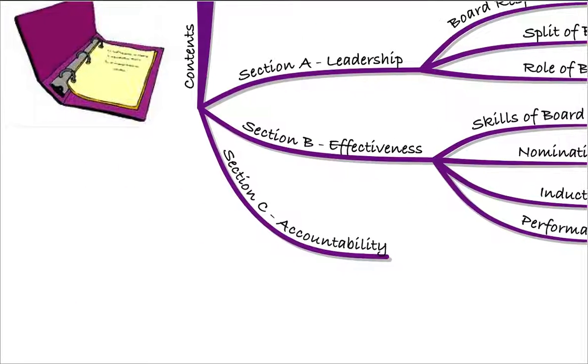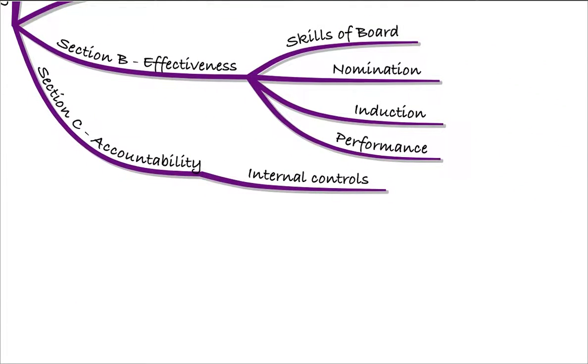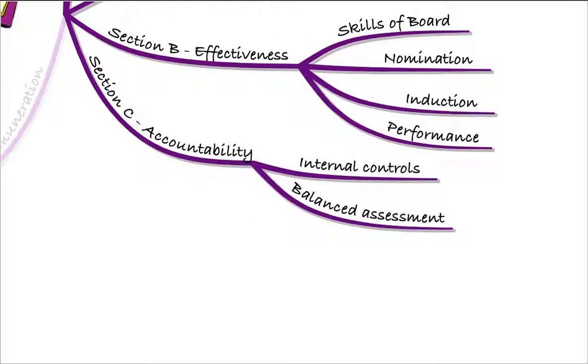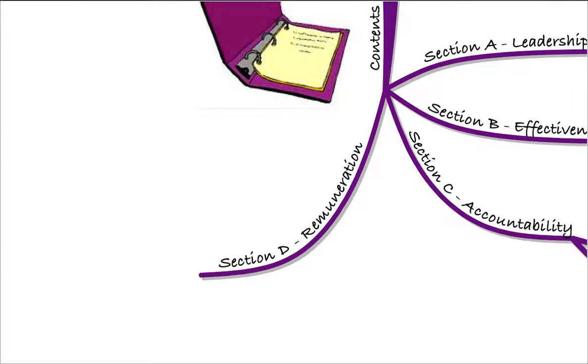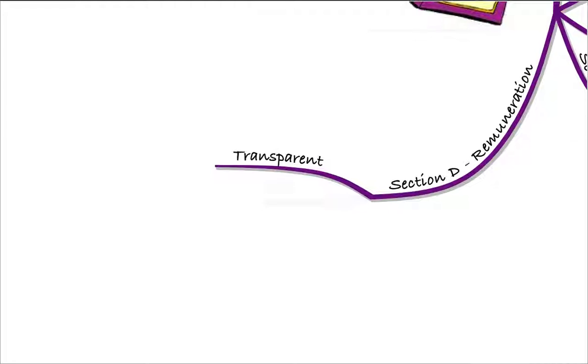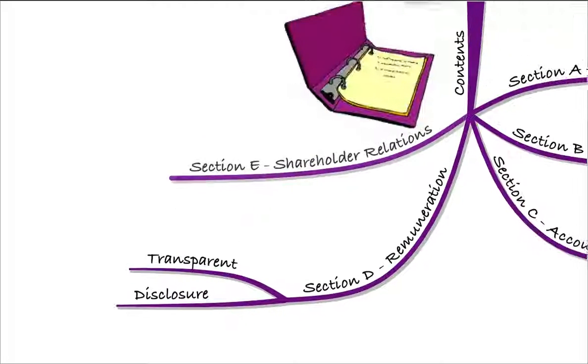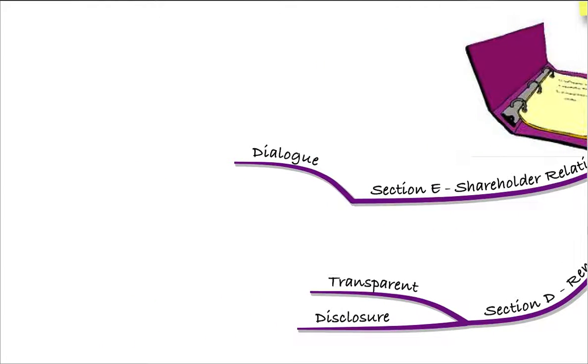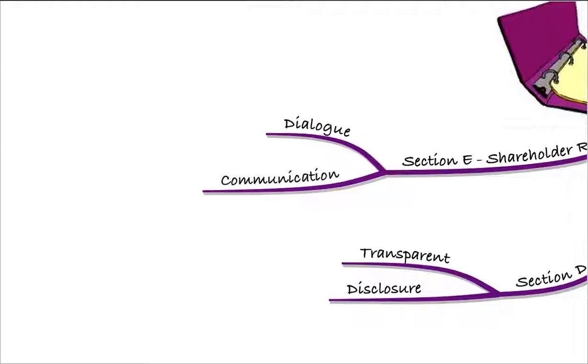Section C focuses on accountability, thinking about internal controls and the board's responsibility for them, and the board's responsibility to give a balanced assessment on how the business has performed. Section D talks about remuneration and how it should be transparent and disclosed, and Section E looks at shareholder relations, particularly focusing on dialogue with shareholders and communication with the shareholders.